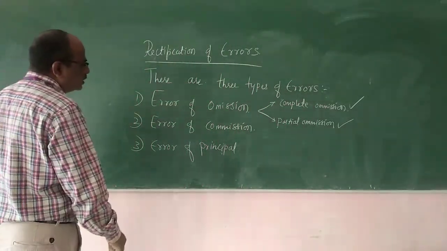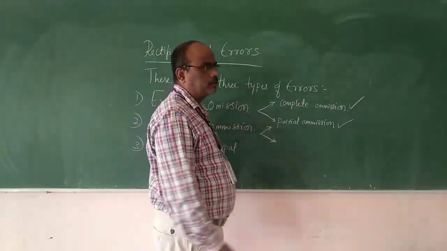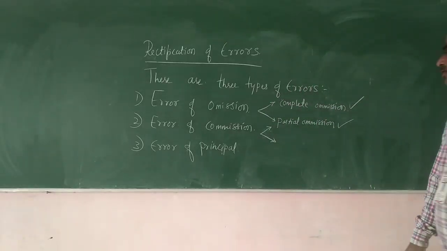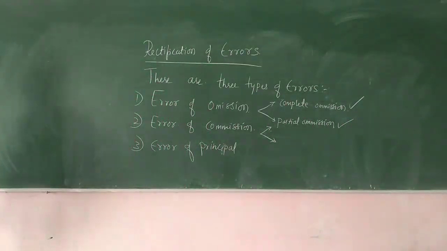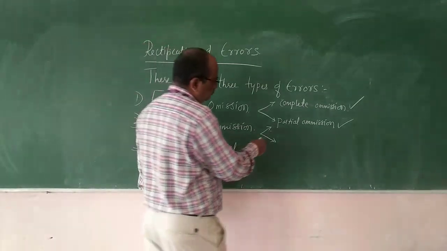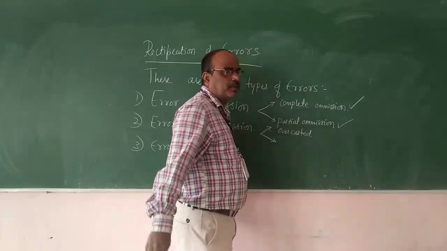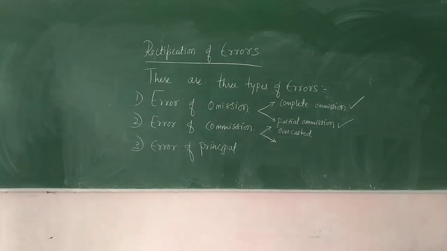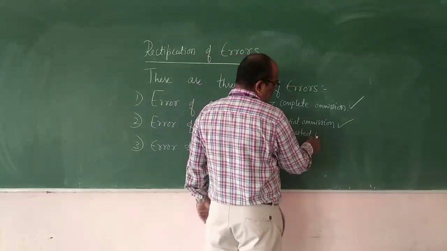Now, second is error of commission. Here it is a clerical mistake. Either the total may be overcasted. For example, if the total is 10,000, you may show the total as rupees 20,000. So the total may be overcasted or undercasted.